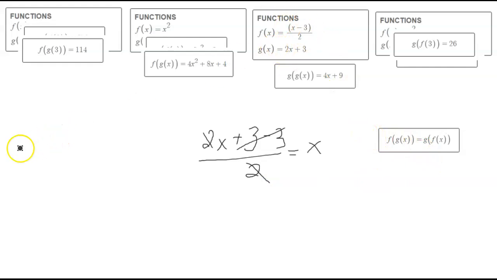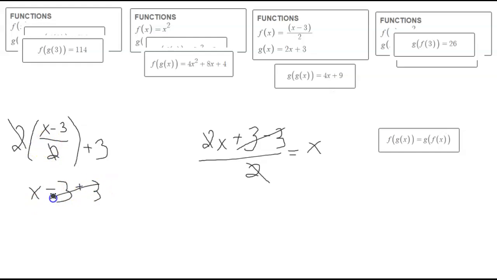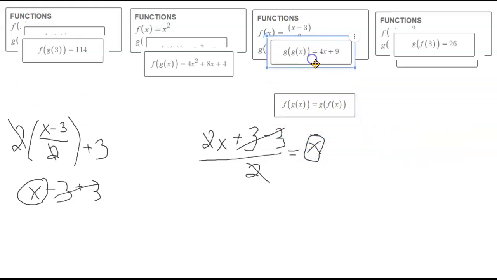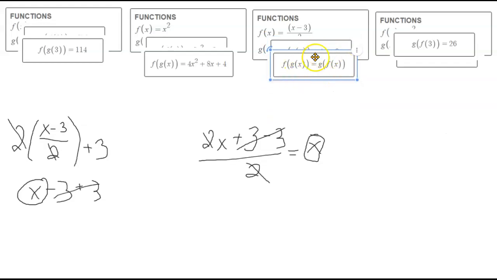Now, if I go the other way, and I plug this into the g function, I'm going to get 2 times x minus 3 over 2 plus 3. So those 2's cancel, so I'm left with x minus 3 plus 3. Those cancel. I'm left with x. So this one right here is saying that these two functions, when you plug them into each other, are equal.